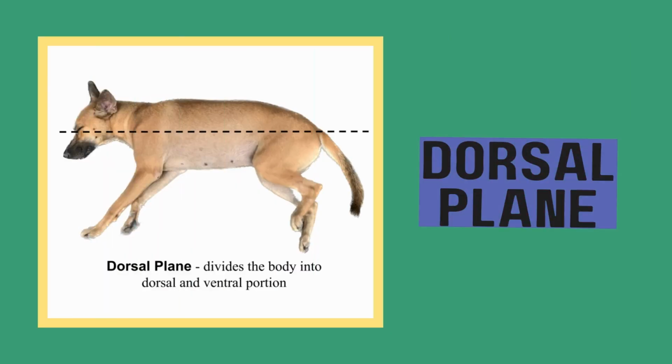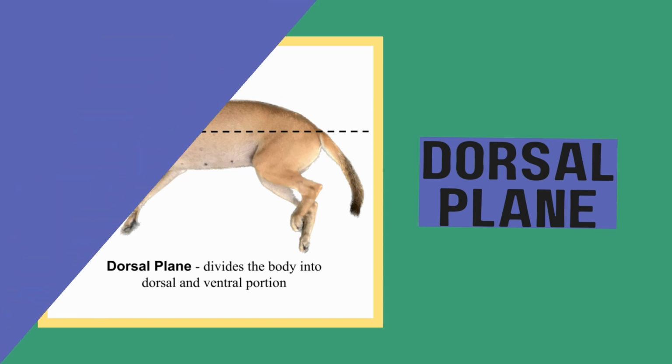Dorsal plane. The last anatomical plane is the dorsal plane. It is the plane that divides the body into dorsal, back, and ventral, belly, parts. It is also called the frontal or coronal plane.